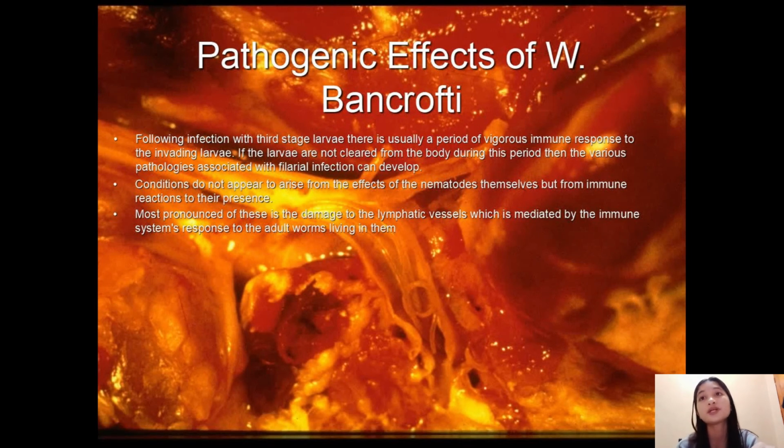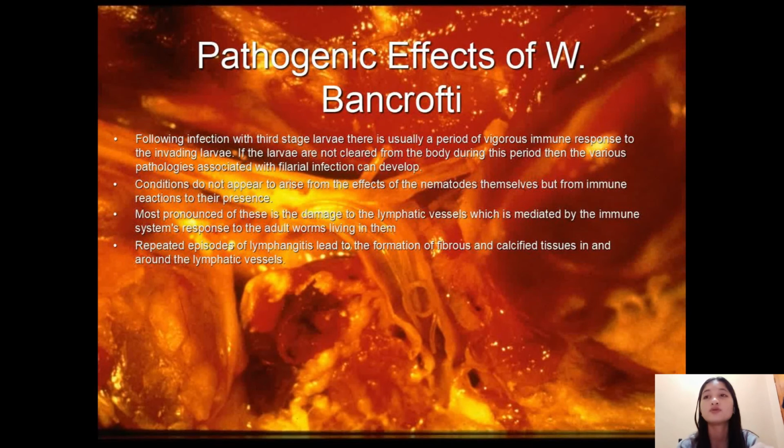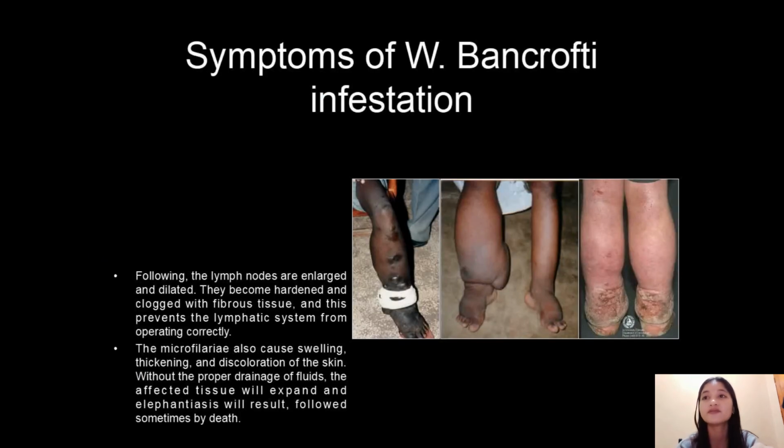So, conditions do not appear to arise from the effects of the nematodes themselves, but from immune reactions to their presence. Most pronounced of this is the damage to the lymphatic vessels, which is mediated by the immune system's response to the adult worms living in them. Repeated episodes of lymphangitis led to the formation of fibrous and calcified tissues in and around the lymphatic vessels.